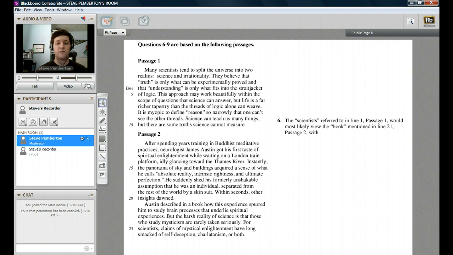So the scientists referred to in line 1, passage 1, would most likely view the book mentioned in line 21, passage 2 with, well, let's look at these. So scientists in line 1, here they said many scientists tend to split the universe into two realms. Well, these are the scientists that passage 1 seems to not like, right? And then what about that book in line 21? Austin described in a book how this experience spurred him. Well, this was the experience about his suddenly understanding the world in kind of a mystic way. Well, passage 1 told us how those scientists don't like mystic views of things. So we could probably say that the scientists in passage 1 would probably dislike the book in passage 2.